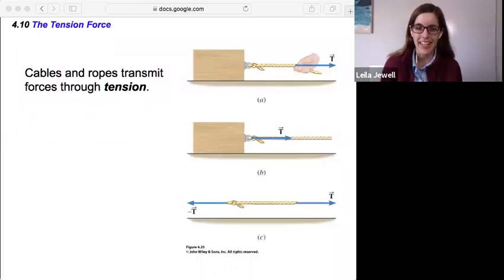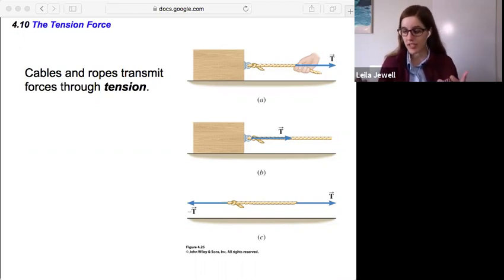Section 4.10, the tension force. This is the last of our individual forces to take a look at. And it involves anytime you have a cable or a rope that is able to then transmit a force. This is known as the tension force.